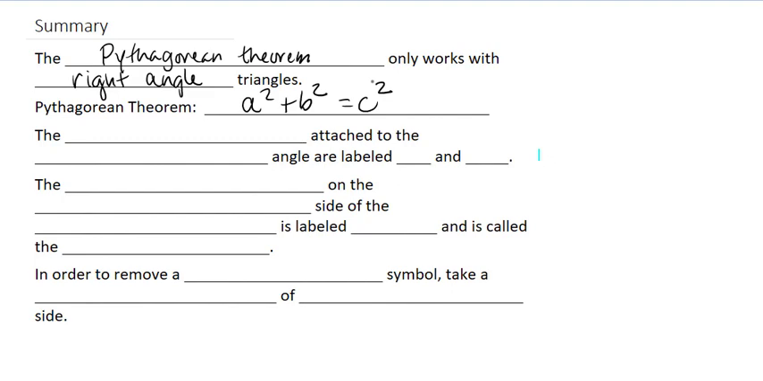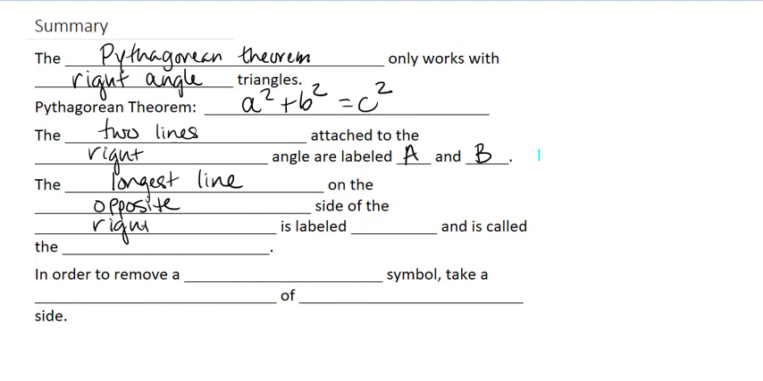And so the two lines attached to the right angle are labeled as A and B. And the longest line on the opposite side of the right angle is labeled C and is called the hypotenuse.